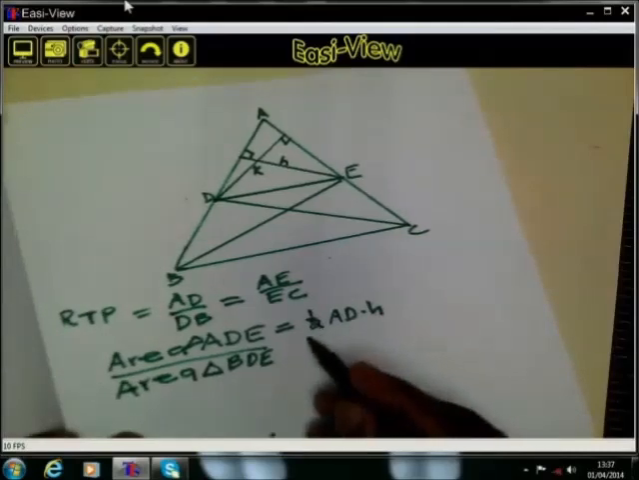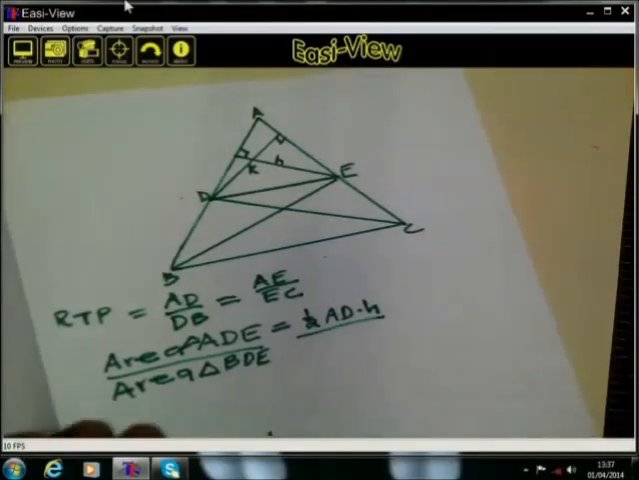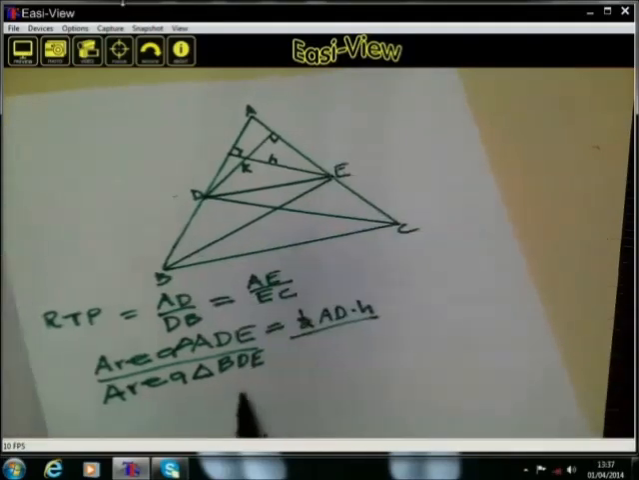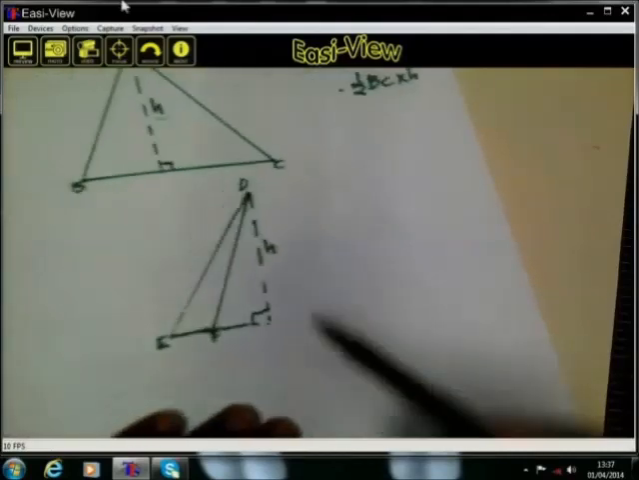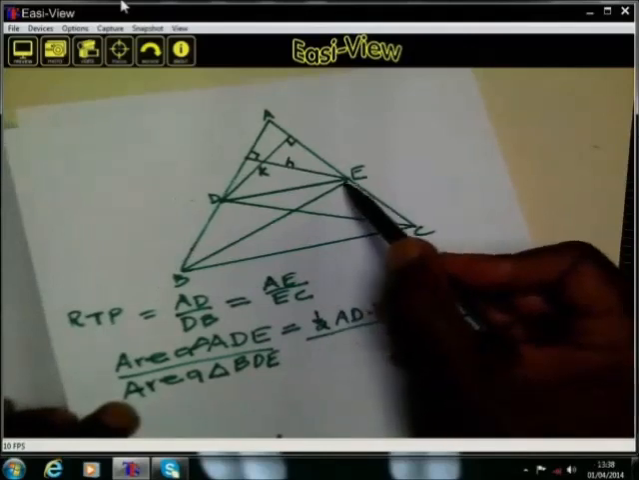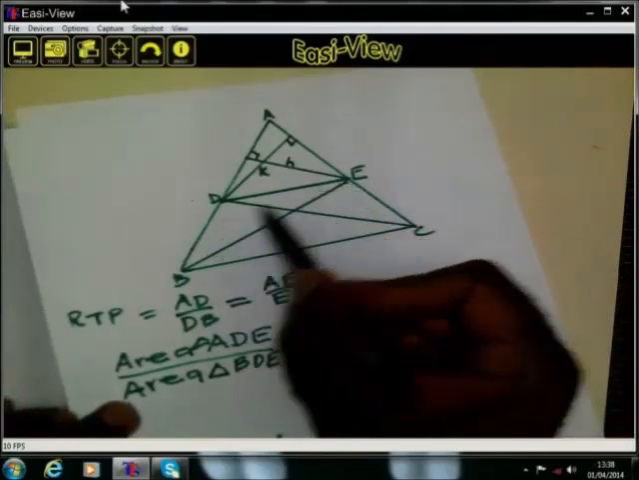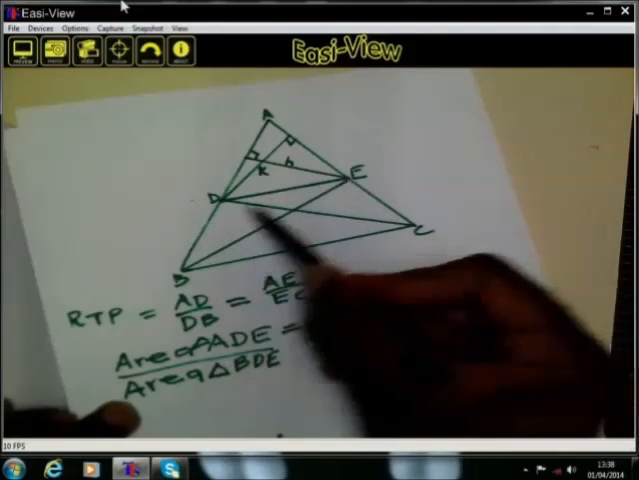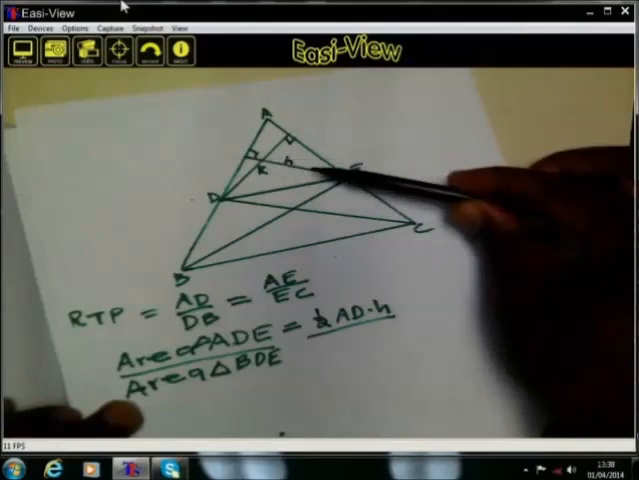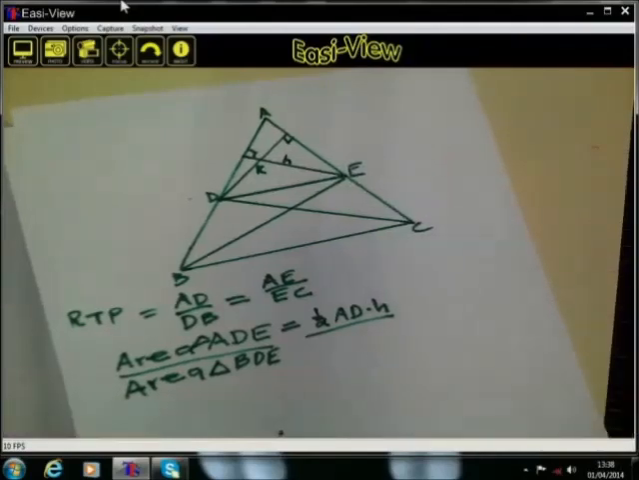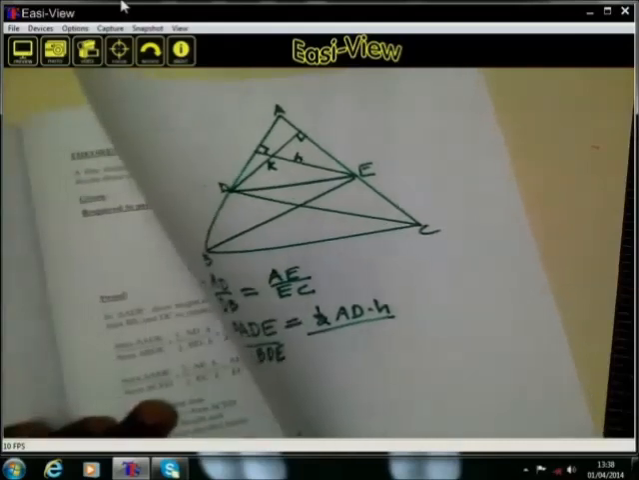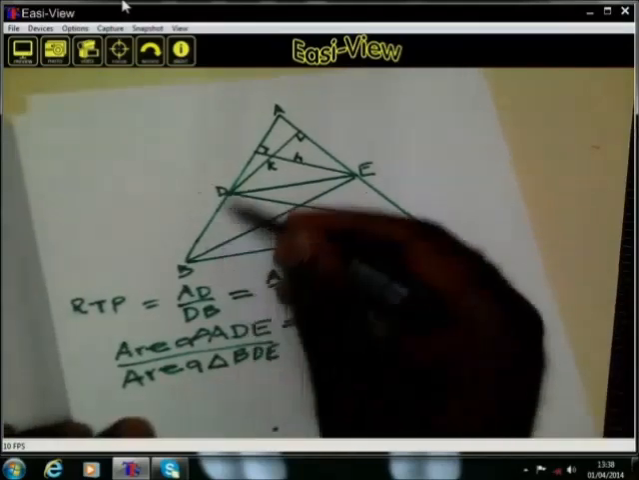Now let's go to triangle BDE. When you look at that triangle, we are looking at this type of triangle, because there is no way in which you can have the perpendicular height inside this. It means the perpendicular height of that triangle will be outside that triangle, and it will still be this H. Now, what is the base for that? The base for that will be BD.